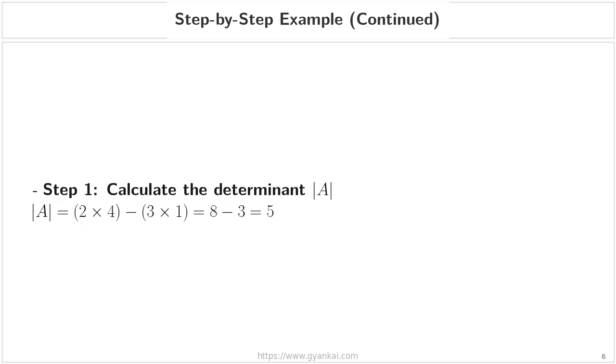Step-by-step example, continued. First, we need to complete step 1, which is to calculate the determinant of A, denoted as the absolute value of A. To find this for our 2x2 matrix, we multiply the elements on the main diagonal, that is, 2 times 4, and then subtract the product of the off-diagonal elements, which is 3 times 1. This gives us 8 minus 3, resulting in a determinant of 5.